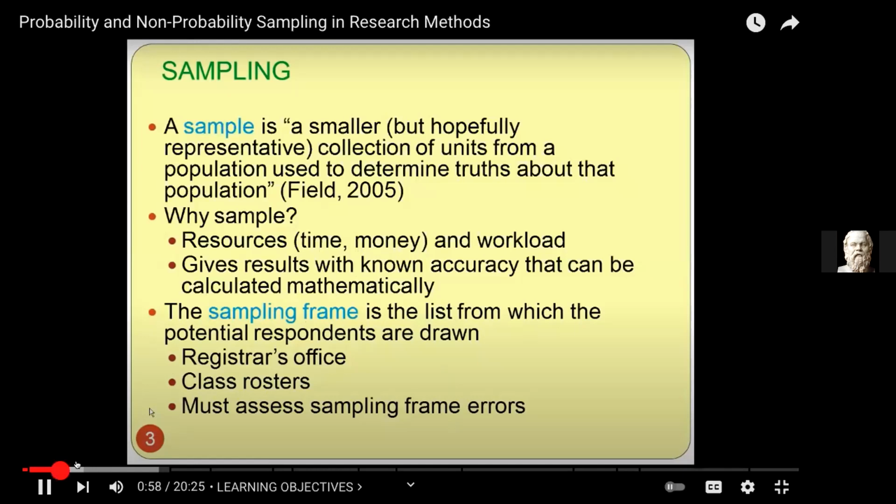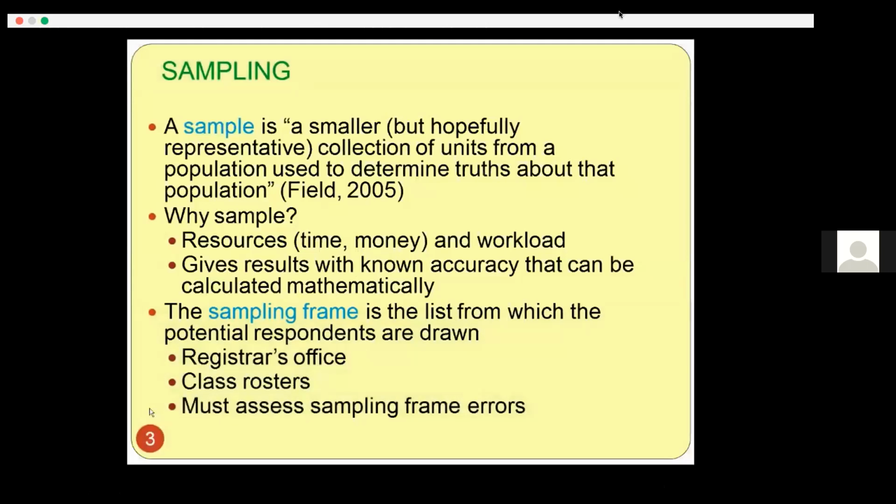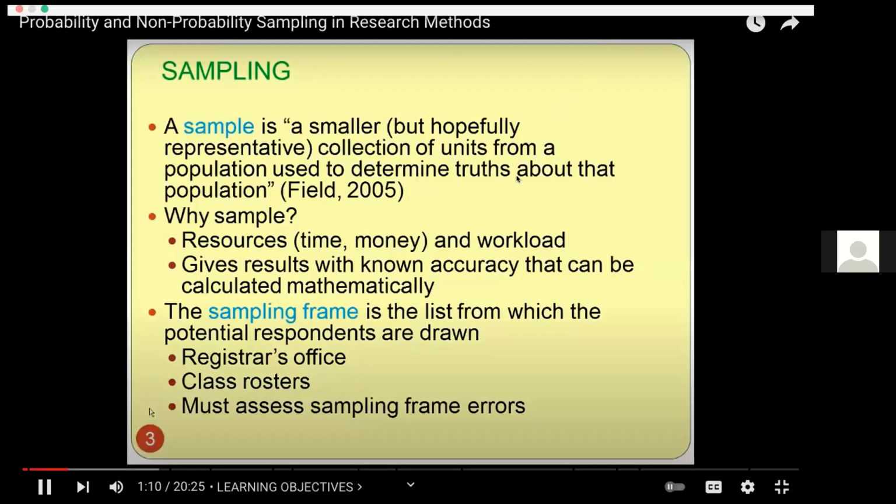What we have to consider is a sampling frame. I think it's okay. List from which the potential respondents are drawn, whether that be a registrar's office, class roster, a class of students, or students at a particular school, for instance.